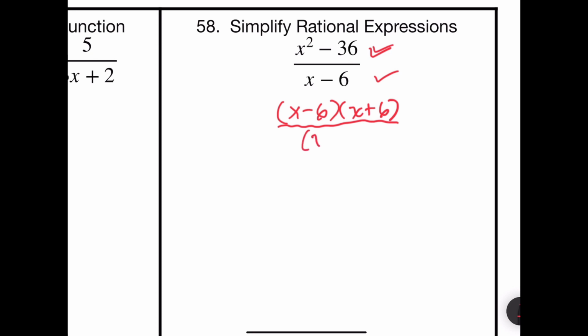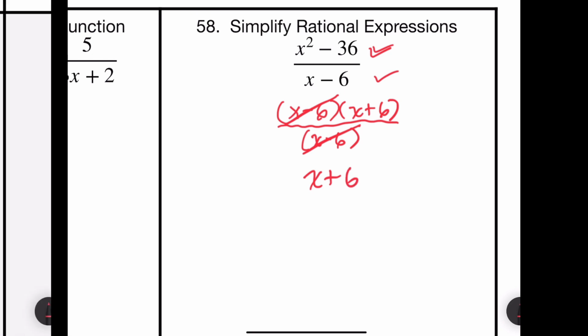However, I like to put it in parentheses because sometimes it's clearer to see which factors would be able to divide out. So any factor on the top and any factor on the bottom that are the same will divide to 1. So x minus 6 divided by x minus 6 is 1, or as some people say, it cancels out. 1 times x plus 6 is your answer, x plus 6.